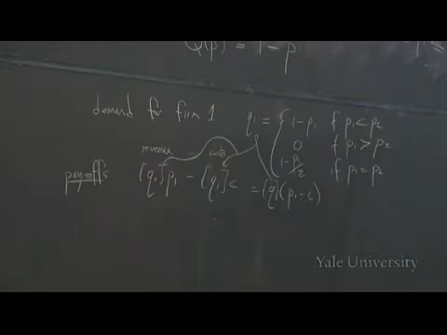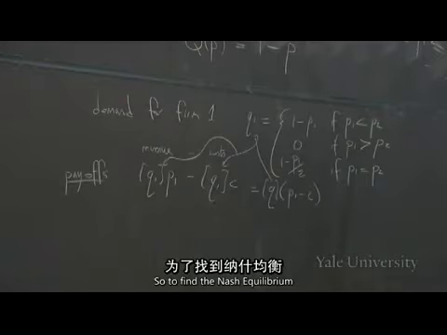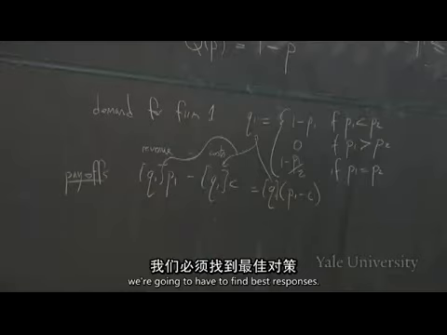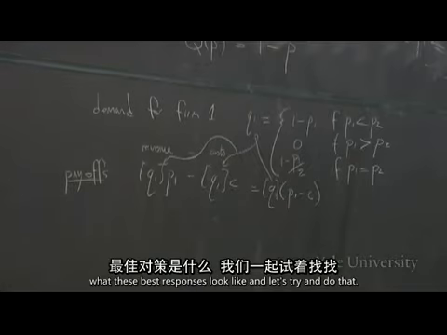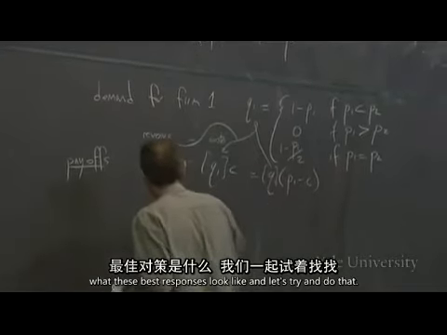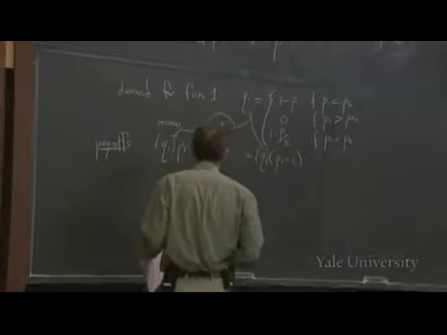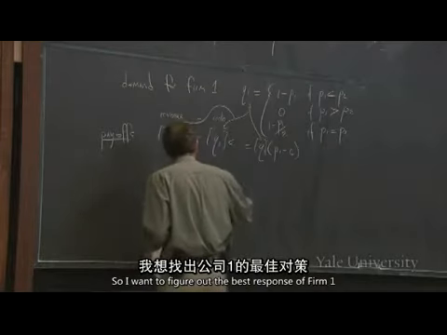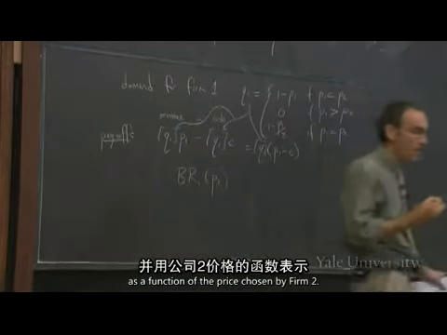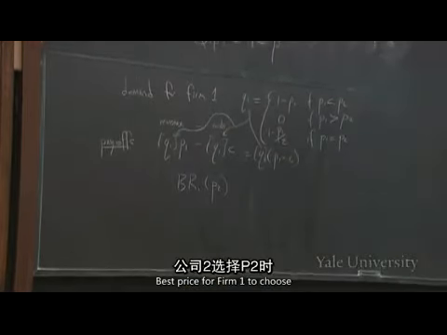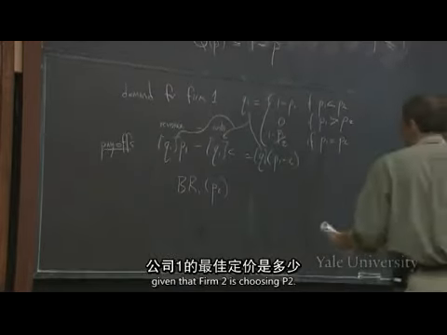All right, so to find the Nash equilibrium, we're going to have to find best responses. So what we're going to do together is to figure out what these best responses look like, and let's try and do that. So I want to figure out the best response of firm 1 as a function of the price chosen by firm 2. The best price for firm 1 to choose, given that firm 2 is choosing P2.